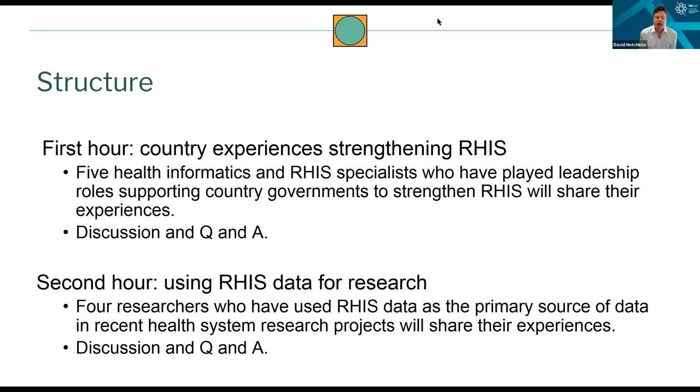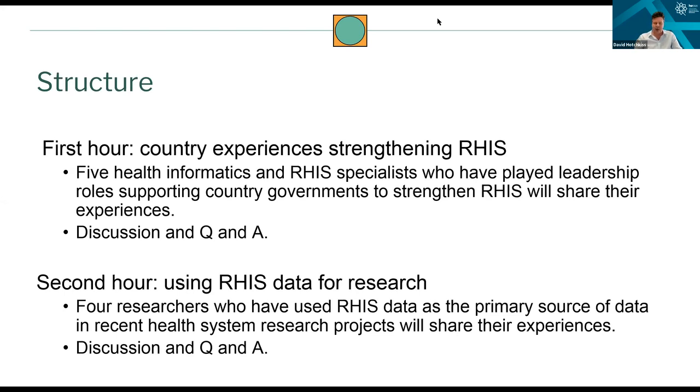So this panel session will focus on 2 topics in order to learn more about RHIS data quality and how it can be used for research. The first hour, we're going to focus on country experiences in strengthening the quality and use of RHIS data. And we have 5 health informatics and RHIS specialists who have played leadership roles supporting country governments to strengthen district and facility level data systems, and they'll share their experiences and lessons learned. And each of them will give a short presentation, and we'll have time for questions and discussion afterwards.